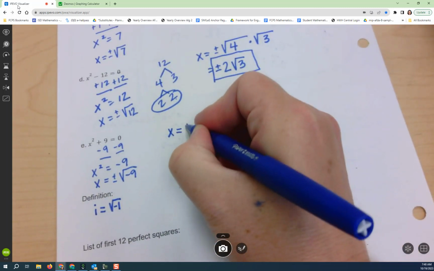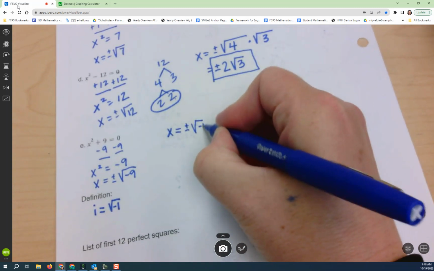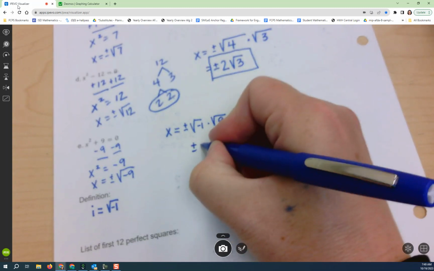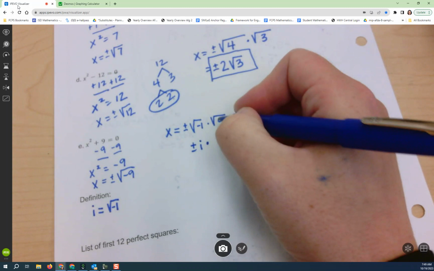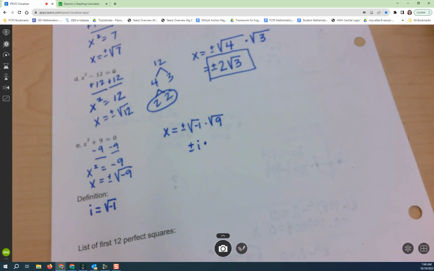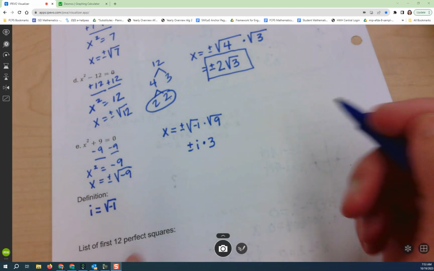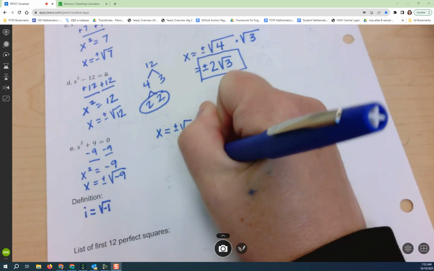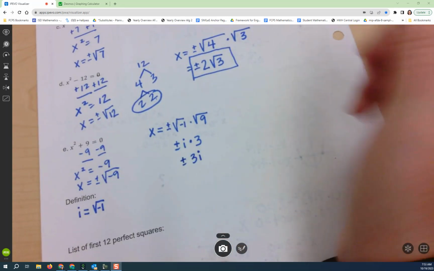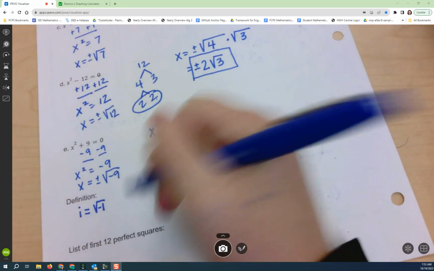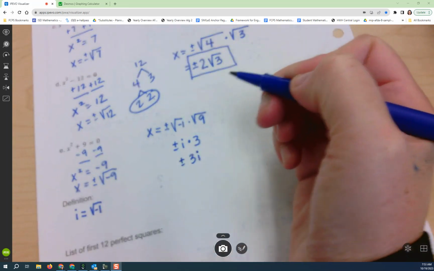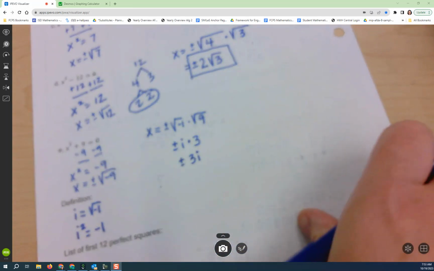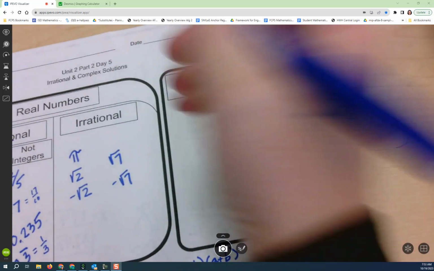So I could simplify something like this. I'm going to take my negative 9 and split it into negative 1 times 9. And then the negative 1 will be the i, and the square root of 9 is 3. Okay, so we're going to finish this one up. i times 3, usually you put the 3 first, so I have plus or minus 3i. All right, so this is an imaginary number. i is an imaginary number. If I know that i is the square root of negative 1, I also know that i squared equals negative 1.